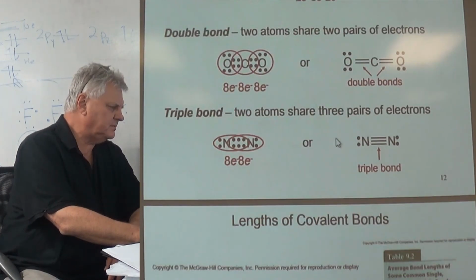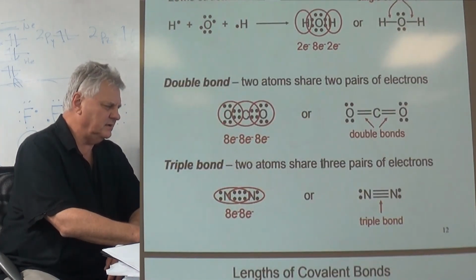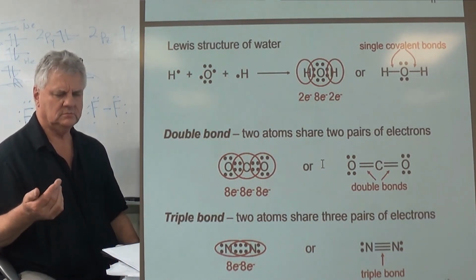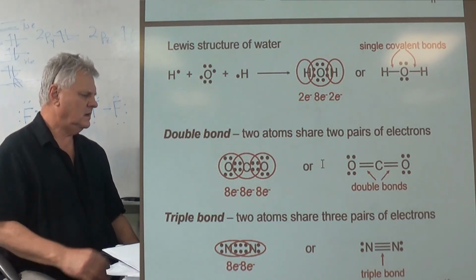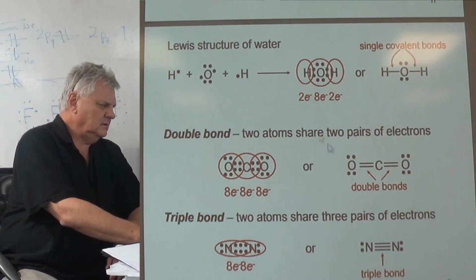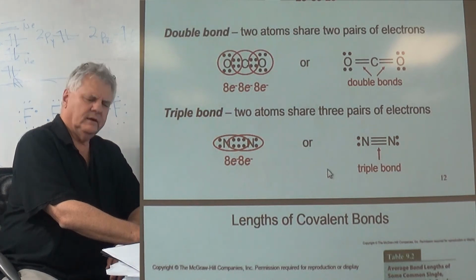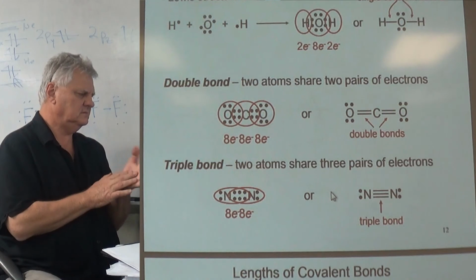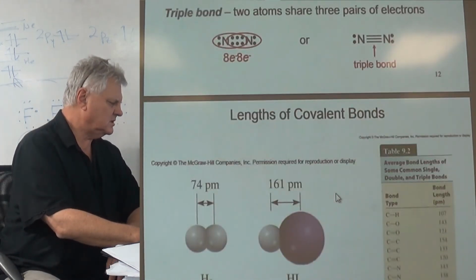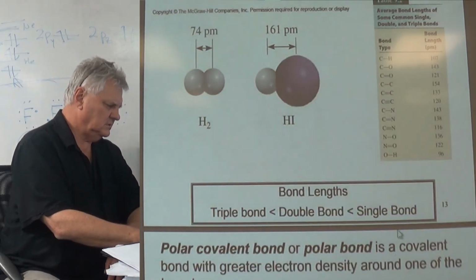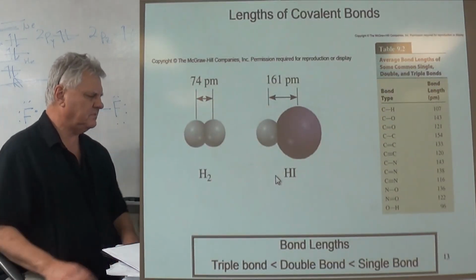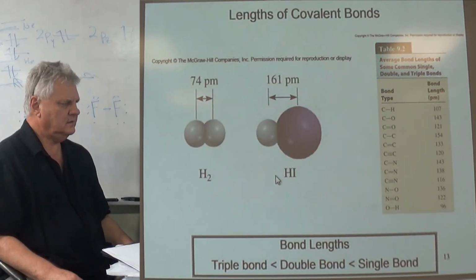When you have multiple bonds involving the same element, and carbon can form single bonds, double bonds, or triple bonds, generally speaking, the multiple bonds have shorter bond lengths than single bonds. And so just the general rule, the bond length of a single bond is greater than a double bond, which is greater than a triple bond. And we have ways of experimentally determining bond lengths.